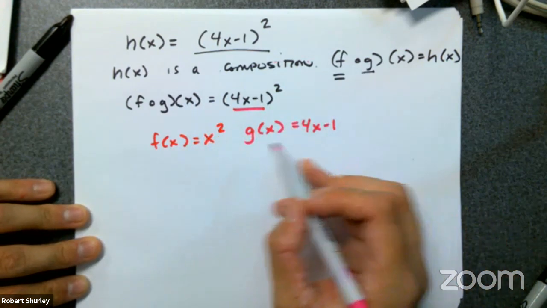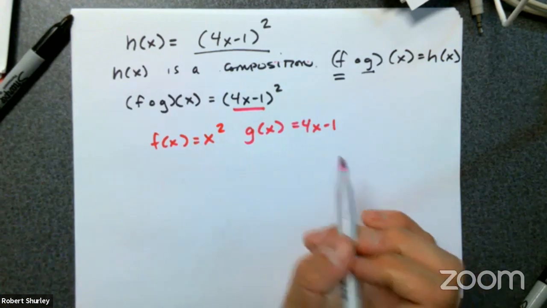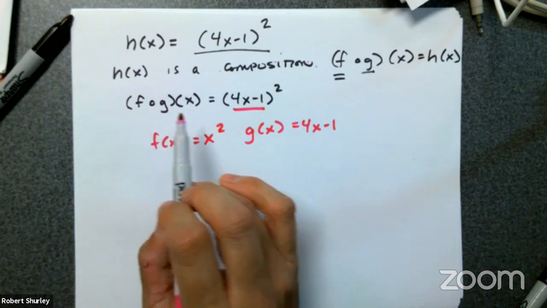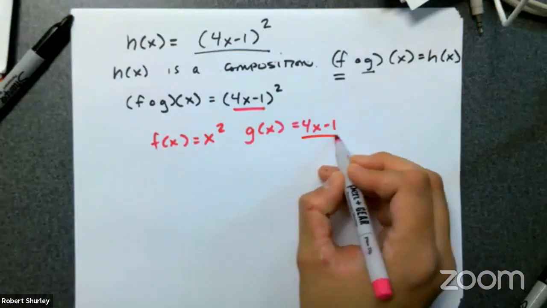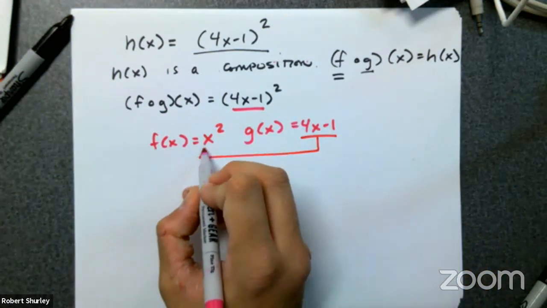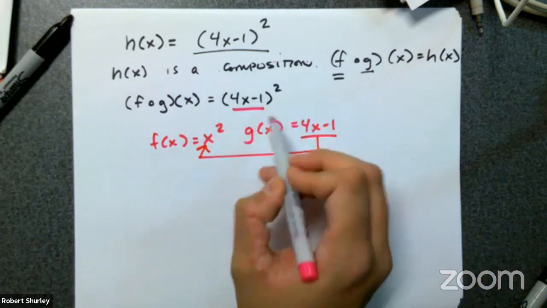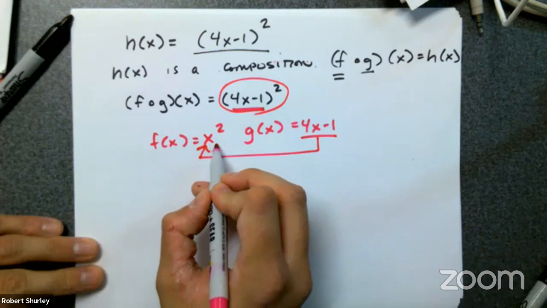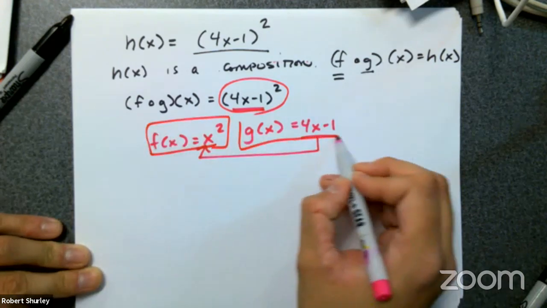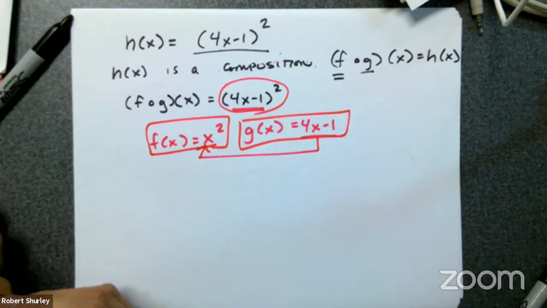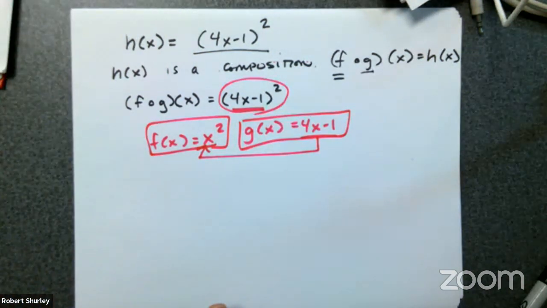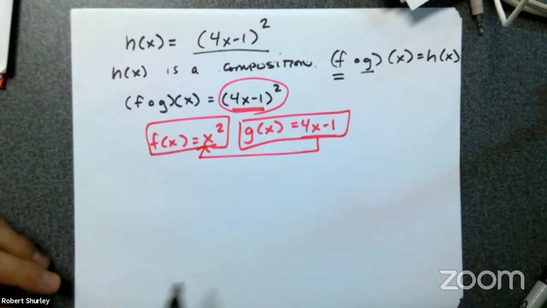Look, if I gave you this question, if f of x equals x squared and g of x equals 4x minus 1, and I asked you to find f composed of g, you would take 4x minus 1 and put it into x squared, and you would get this composition. Okay, so here's our two answers then. That's what we're going for. f of x is x squared, and g of x is 4x minus 1. Okay, so let's do another one.